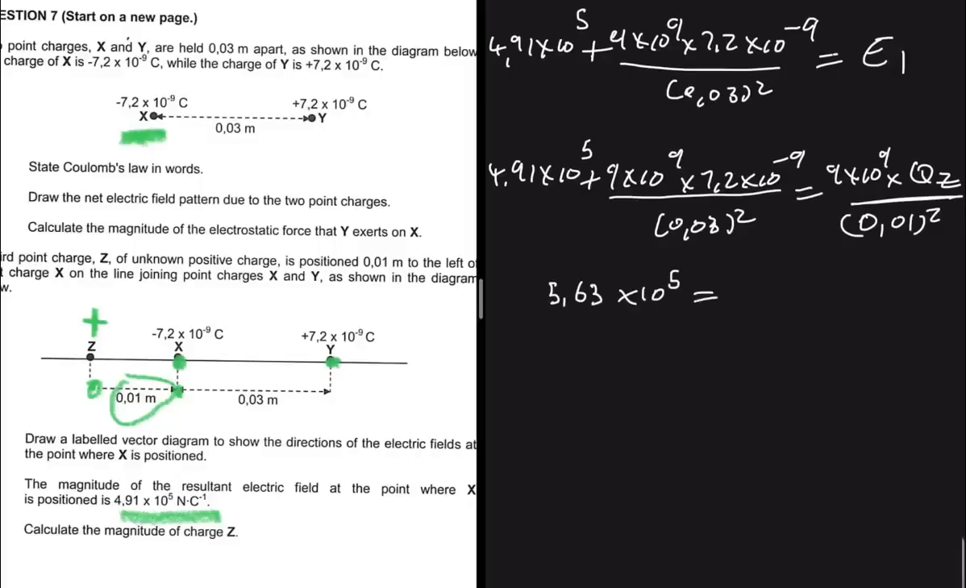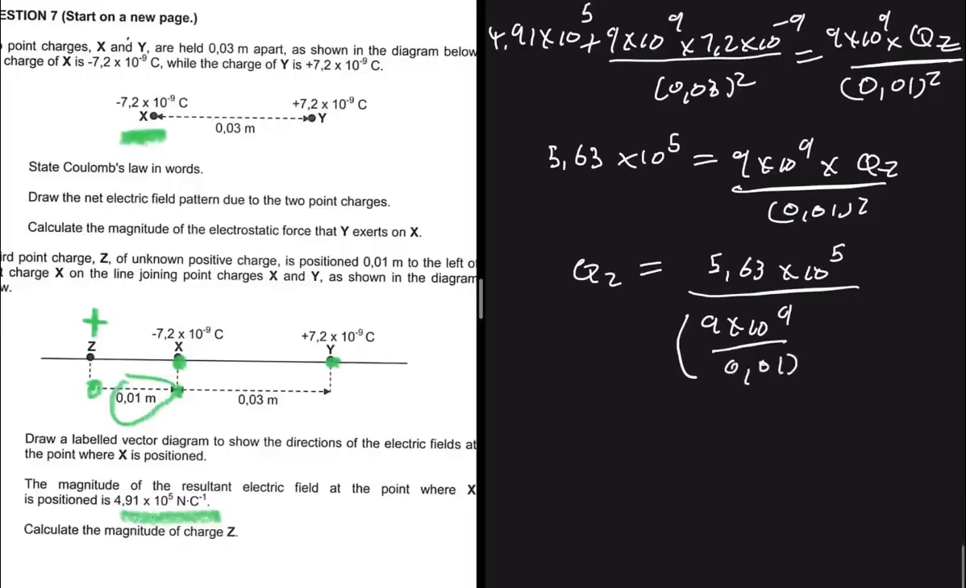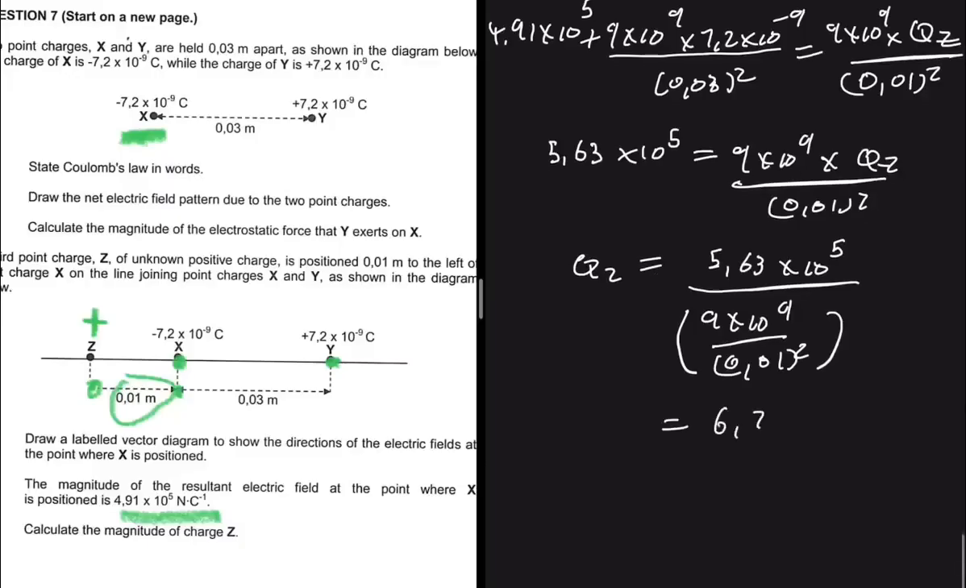This is equals to 9 times 10 to the power 9 multiplied by the charge of Z divided by 0.01 squared, right? So the charge on Z will be equals to 5.63 times 10 to the power 5, everything divided by 9 times 10 to the power 9 divided by 0.01 squared, right? And then ultimately we're going to get 6.26 times 10 to the.